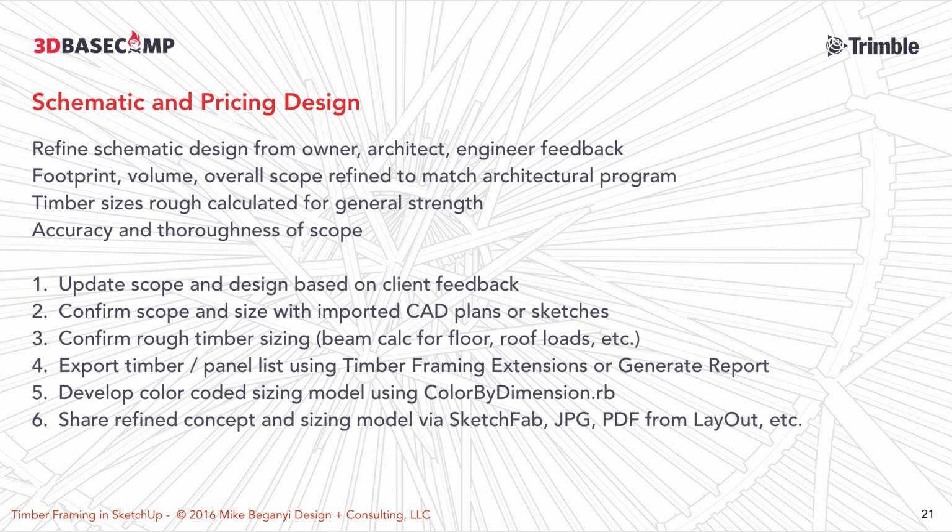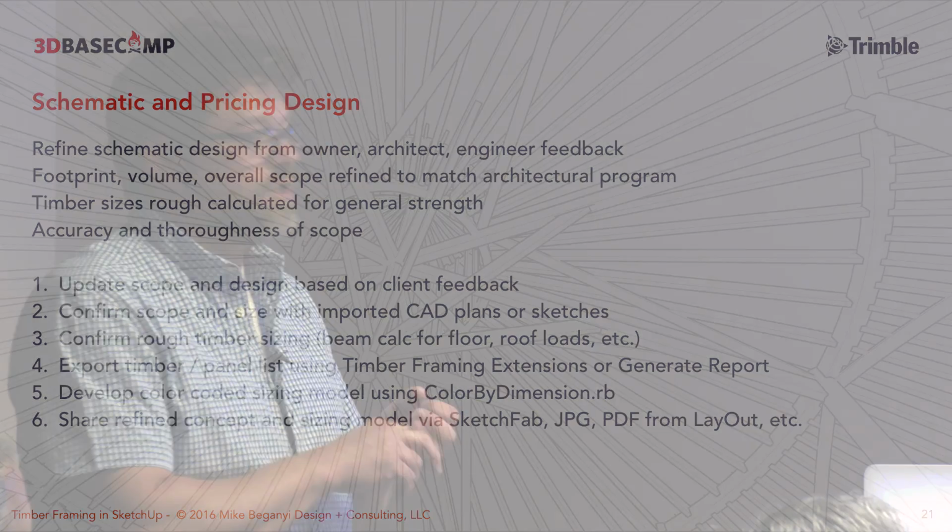So I beam calc. I'll export a timber and panel list. There's a plugin called Timber Frame Extensions. You can get it on the Extension Warehouse. It's actually good for furniture too, and it's good for anything that you might do with framing lumber. It's kind of like Generate Report, although it's a lot more streamlined. It'll actually generate a materials list based on your components.